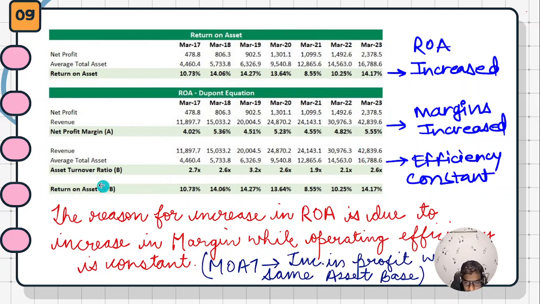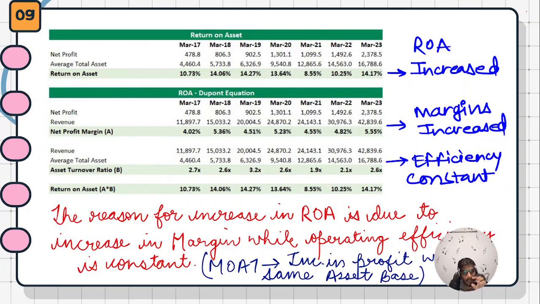Then we have seen the asset turnover ratio is also constant. Fine, we have already understood this. And if we see return on assets, which is A multiplied by B, then we also see an increase, and that's why ROA is increasing. Now we know that ROA has increased. The reason for the increase in ROA here is the increase in margin while operating efficiency is constant. Here the moat is the increase in profit with the same asset base. Moat is nothing, it acts as a cherry on top.